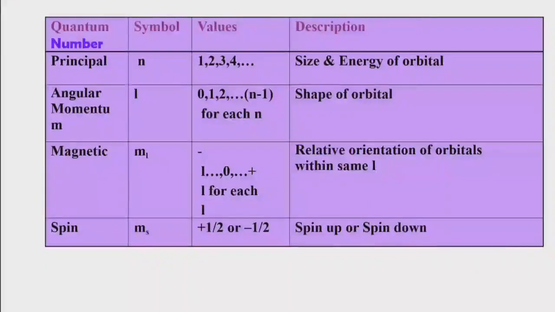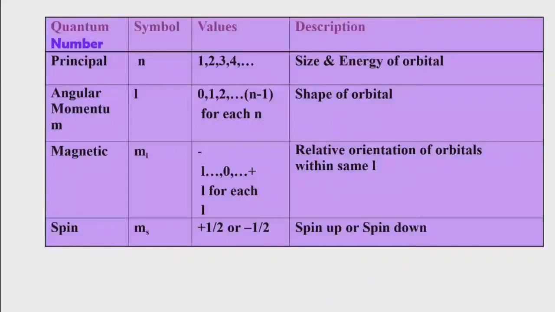Principal quantum number, represented with n, values are 1 to n. It describes the size and energy of the orbital. Angular momentum quantum number, represented with small l, values are 0 to n minus 1. It represents the shape of the orbital. Magnetic quantum number, represented with ml, values are minus l to plus l.